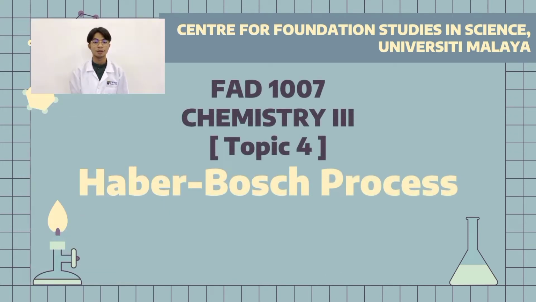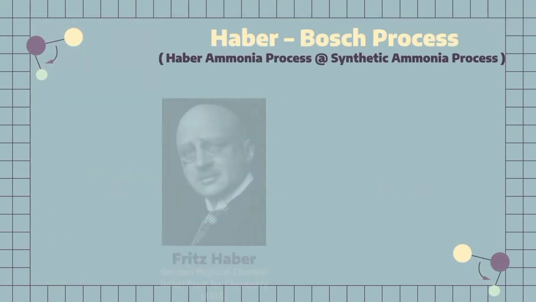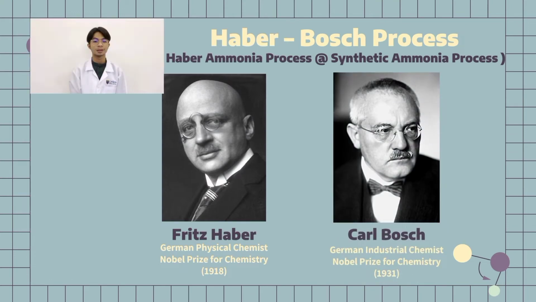Haber-Bosch process, which is also known as the Haber ammonia process or synthetic ammonia process. The Haber-Bosch process was invented by two well-known chemists. The first one is Fritz Haber, a German physical chemist who won the Nobel Prize for Chemistry in 1918, and the second one is Carl Bosch, a German industrial chemist who also won the Nobel Prize for Chemistry in 1931.